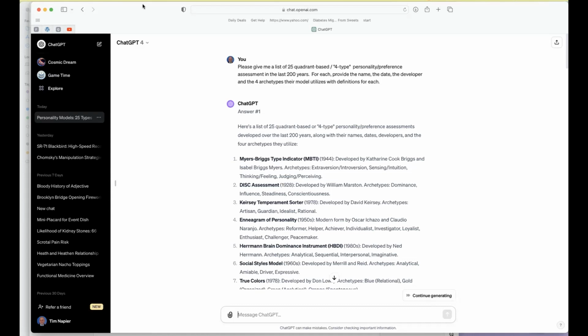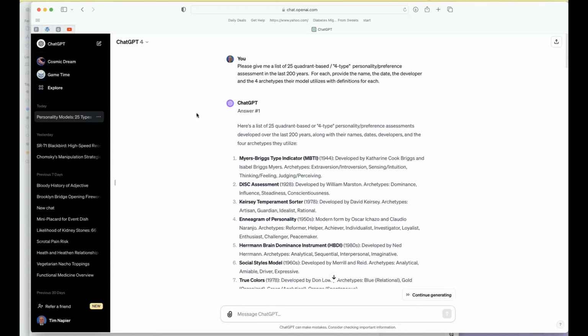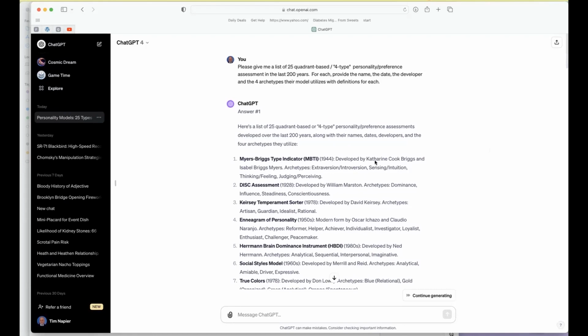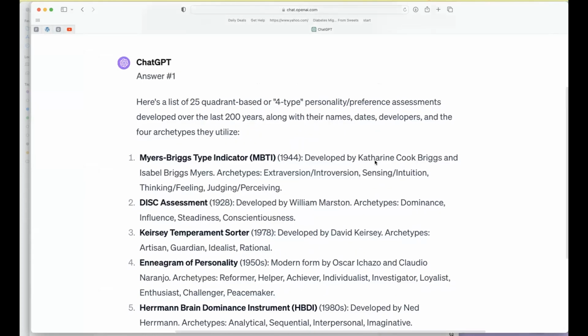So I thought, you know what, I've got 10 minutes to kill. I'm going to go on to ChatGPT. And so this is what my query was. Let me zoom in on this so you guys can see where I was.